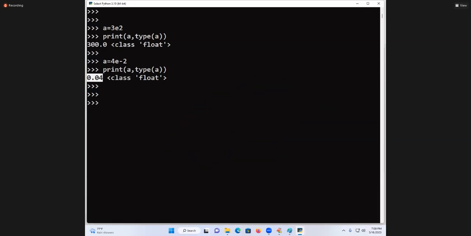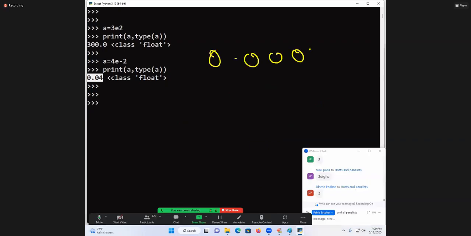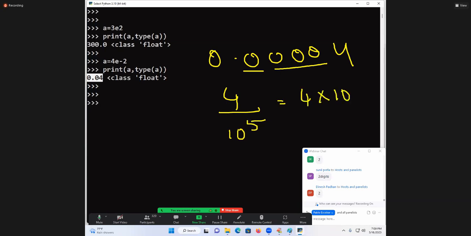Now, for example, 0.00004. It is 4 by 10 to the power of what? Of 5. How do you write it? 4 into 10 to the power of minus 5. How do you write it? 4E minus 5.